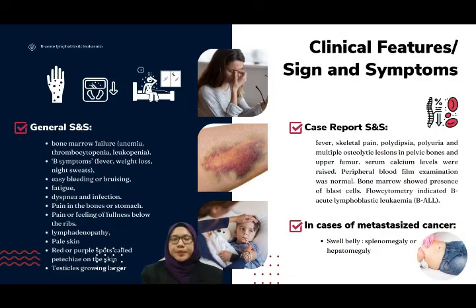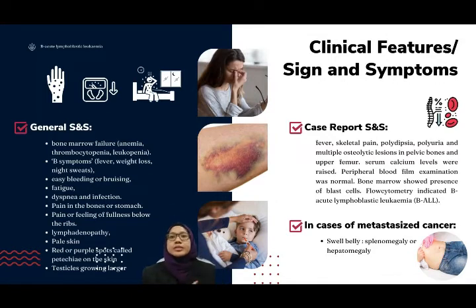From the case report, this patient presented with fever, skeletal pain, polydipsia, polyuria and multiple osteolytic lesions in pelvic bones and upper femur. Serum calcium levels were raised. Peripheral blood film examination was normal. Bone marrow showed presence of blast cells. Flow cytometry indicated B-acute lymphoblastic leukaemia.